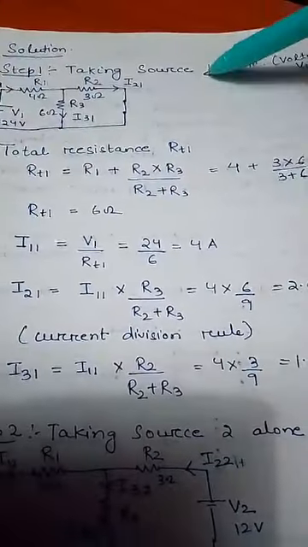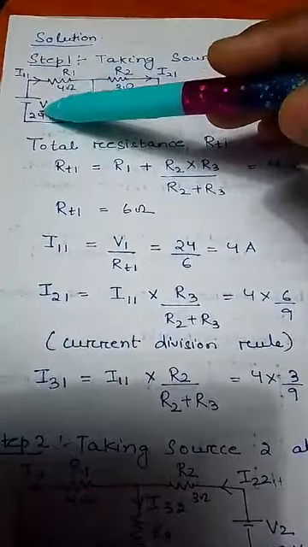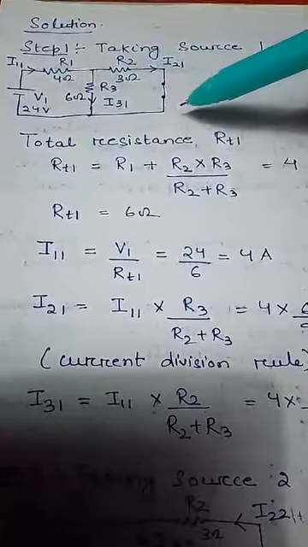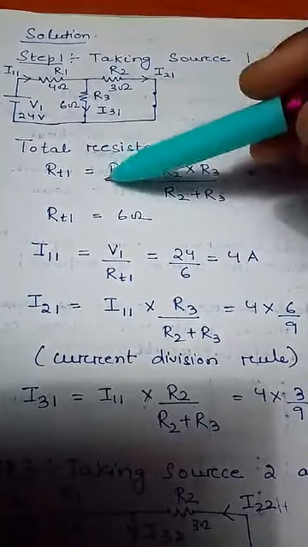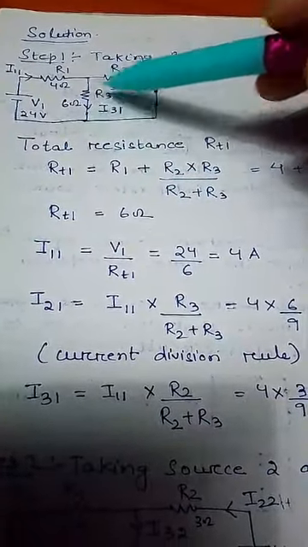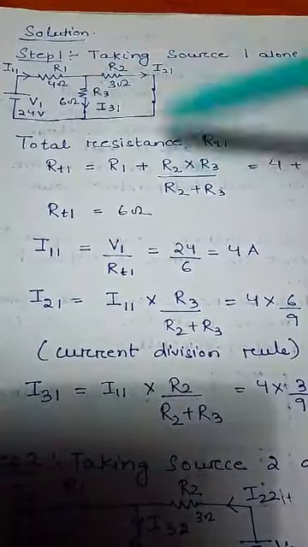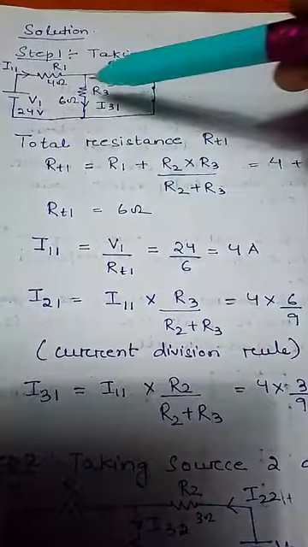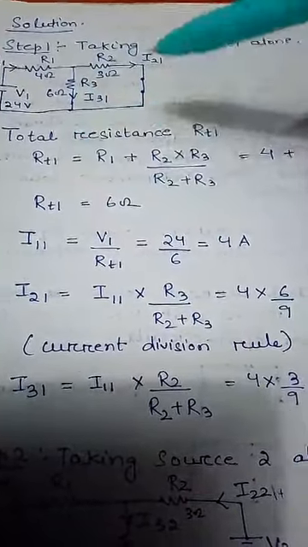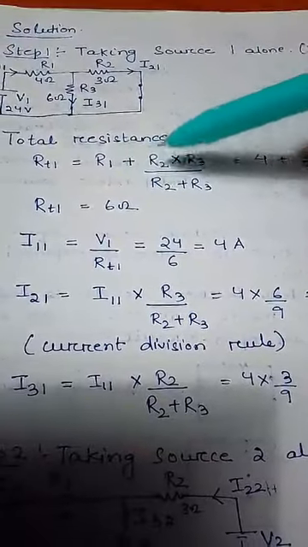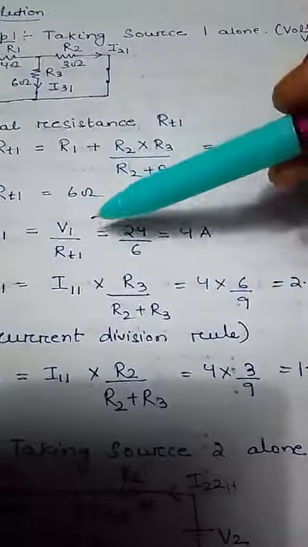Let us take source 1 alone, that is the voltage V1. When we consider source 1 alone, we make the other source a short circuit, as it is a voltage source. We find the net equivalent resistance of this circuit. R2 and R3 are in parallel, and the R2 R3 combination is in series with R1. So the equivalent resistance RT1 is R1 plus R2 into R3 by R2 plus R3, which gives a value of around 6 ohm.